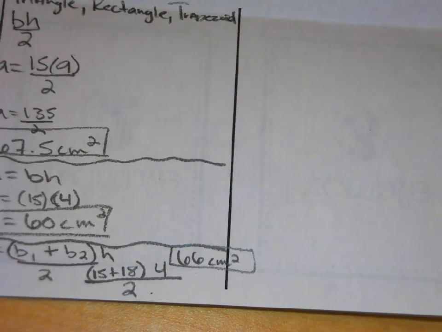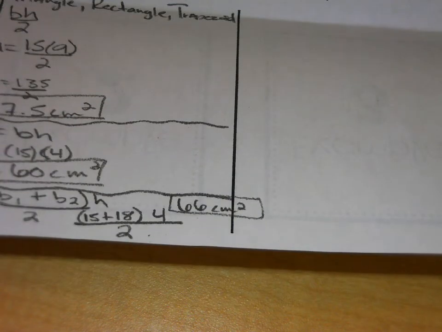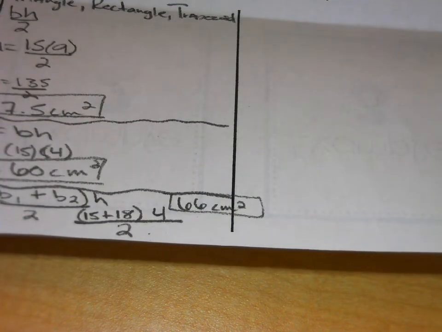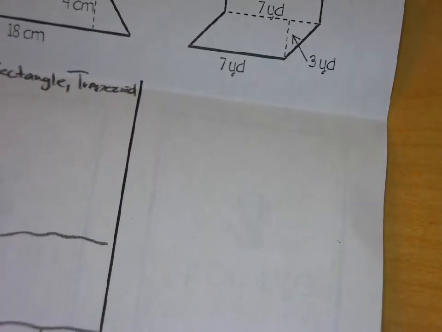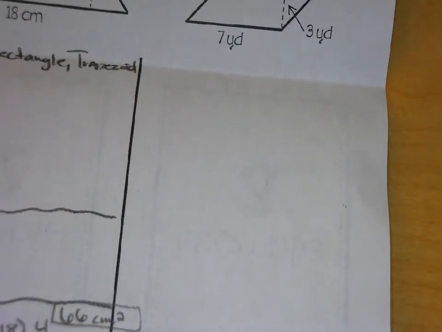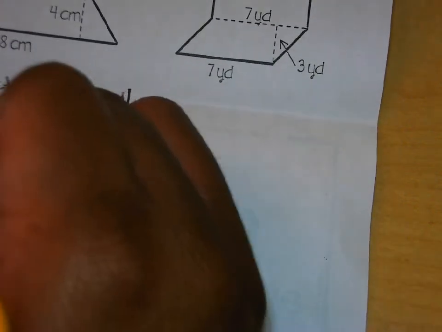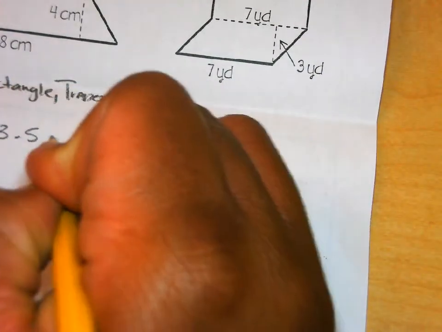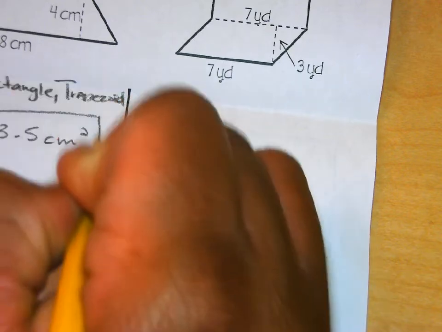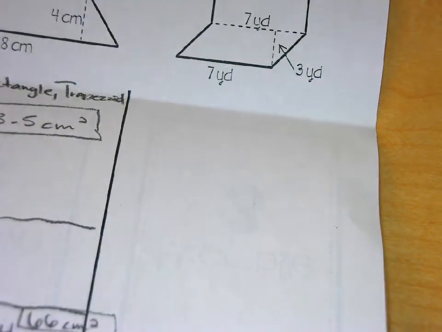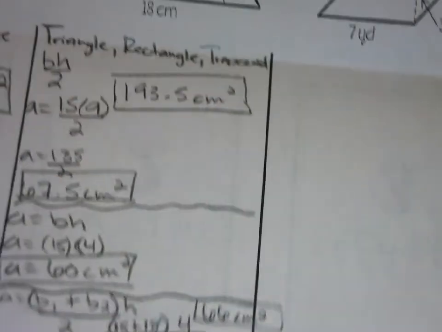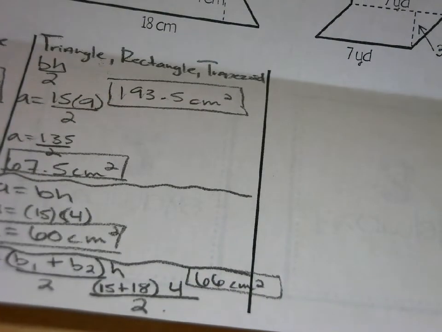No, I add 67.5 plus 60 plus 66. What do I get? What's the answer? 193.5. So 193.5 centimeters squared.